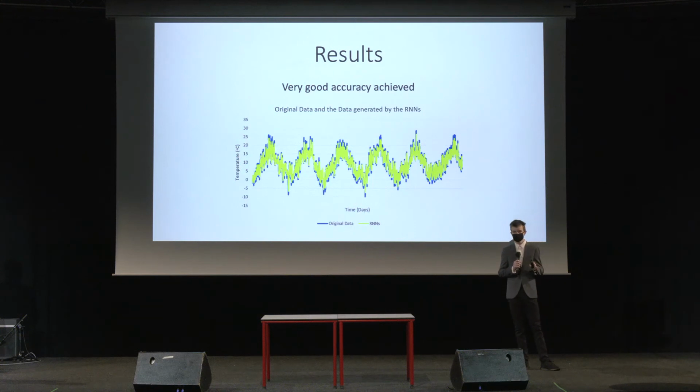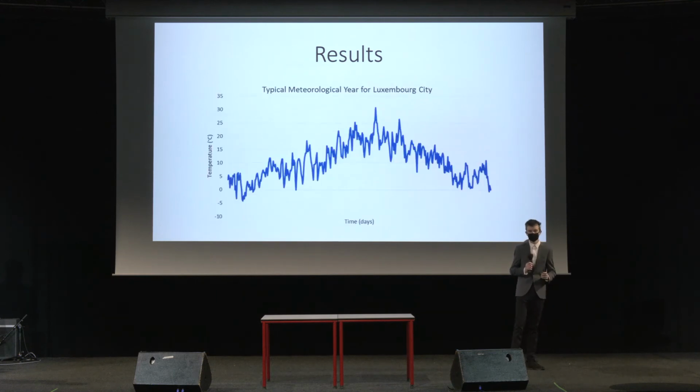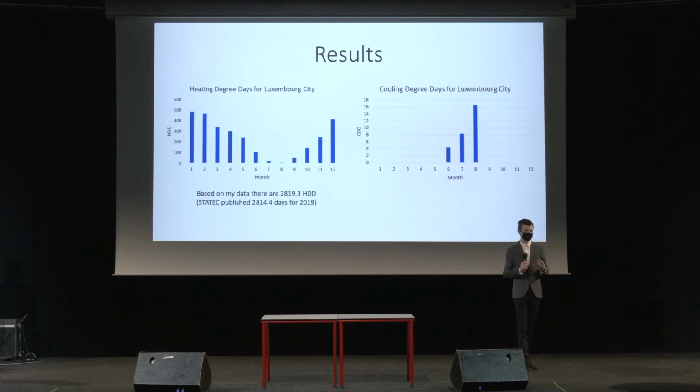Compared to the original dataset, the generated results have an outstanding accuracy of above 95%. After normalizing the data, a typical meteorological year for Luxembourg City can be obtained. A typical meteorological year is, for example, used to calculate the heating degree days and cooling degree days. These are statistical indexes commonly used by engineers to estimate the energy usage for heating and cooling.